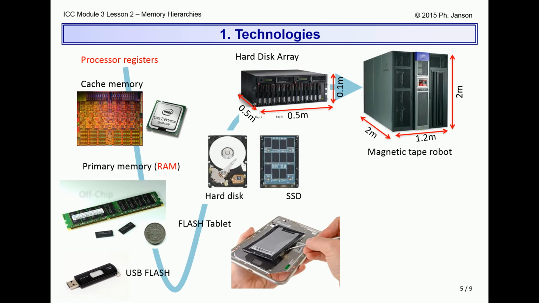To start answering this question, let us first review what memory and storage technologies are available to store digital information. On this slide, one can see a range of technologies, including so-called cache memory found inside a processor chip, main memory or primary memory found inside computers but off the processor chip, flash memory found in USB sticks or tablets, solid-state devices, SSDs as they're called, hard disks, disk arrays, and magnetic tapes. Let us look in some more detail at the properties of and differences between these technologies.